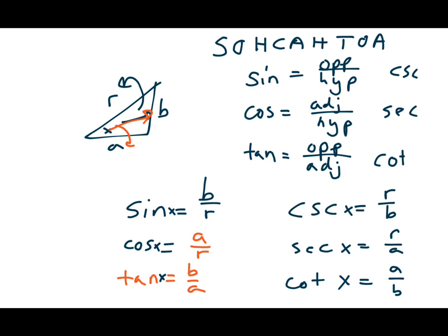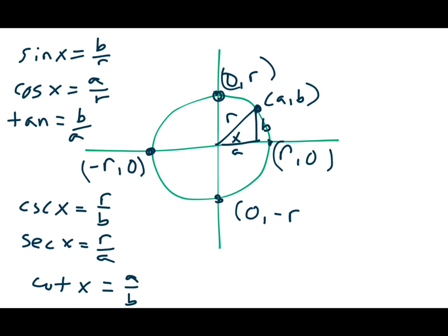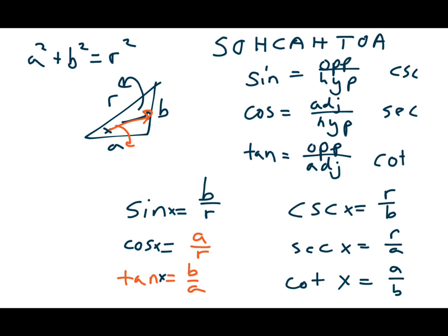Okay, let me also point out here that if you use the Pythagorean theorem, a squared plus b squared equals r squared. And going back to this page, if you were given just this point, you could find r by using that formula. Okay, because it's just a right triangle in there.